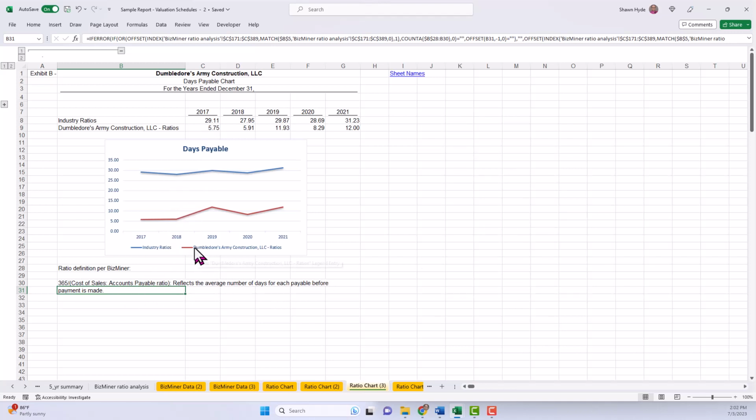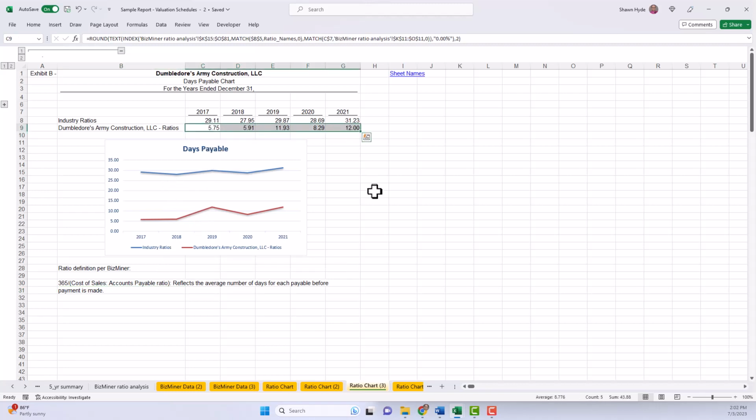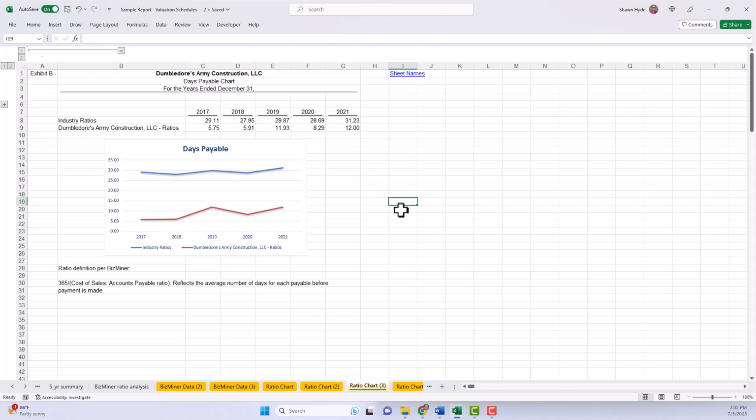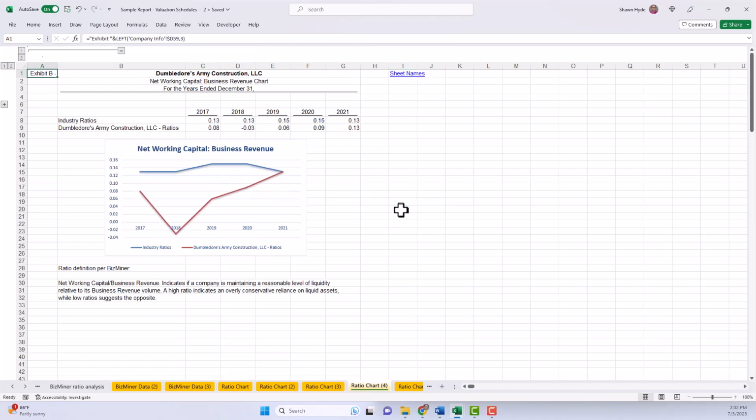So the company is red. Looks like it takes them fewer days to get each payable paid. That's a good thing. Net working capital business revenue. So just calculating the ratios is not enough. You also have to explain in your narrative what each ratio means.